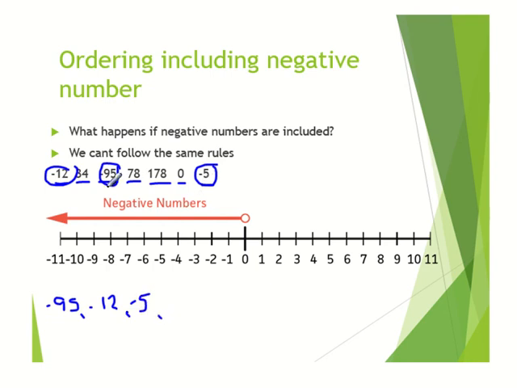Once you've ordered your negative numbers, look at your positive ones. So obviously 0 would be next. We need to remember the 0 is actually a number. And then we've got 34, 78, and 178. We know 34 would come next. Then it would be 78. And then it would be 178.